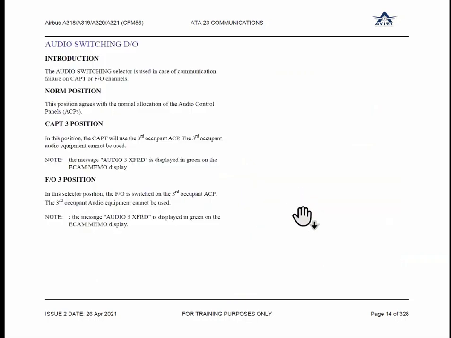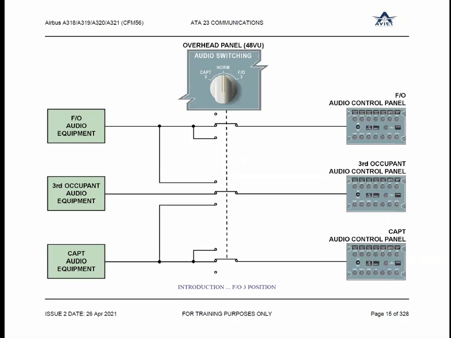Audio switching. So this is what we talk about RMP. Now let's talk about audio control panel. We have 3 audio control panels: first officer, captain, and third occupant. This is on the central pedestal, this is on the central pedestal, and this is on the overhead panel. The location of the third one is on the overhead panel, 49 VU. Correct? Third RMP and third ACP are in the overhead panel, 49 VU.